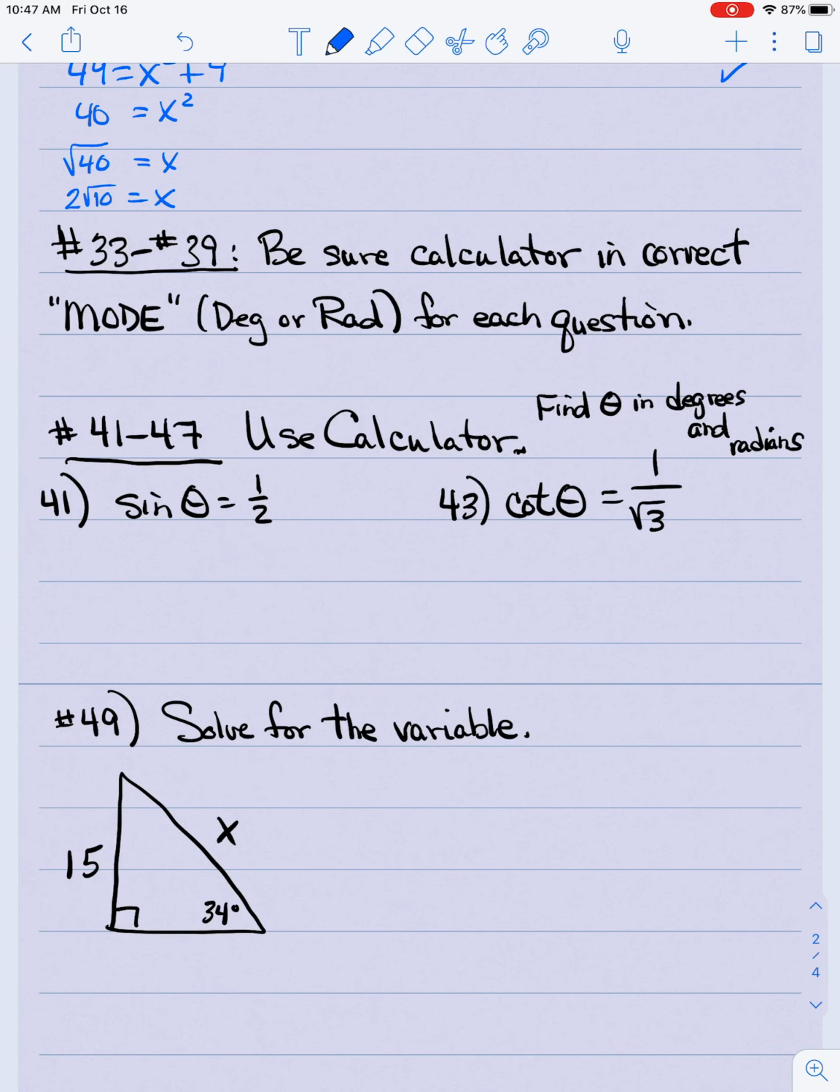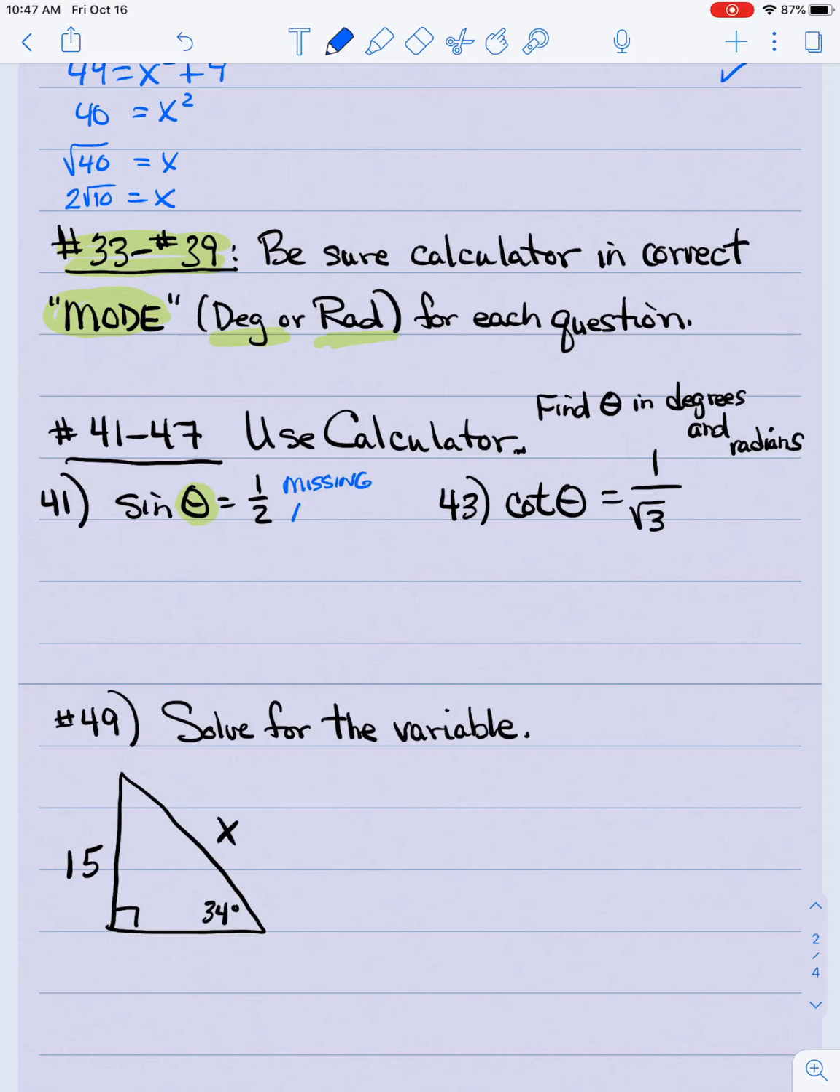All right, note to you, in 33 to 39, be sure your calculator is in the correct mode. Pay attention if they're asking you for degrees or radians so that you get the proper answer. Okay, next was find theta in degrees and in radians. So in the next set, 41 to 47, you're solving for theta. So you're trying to find a missing angle.